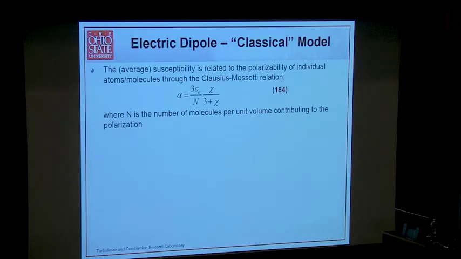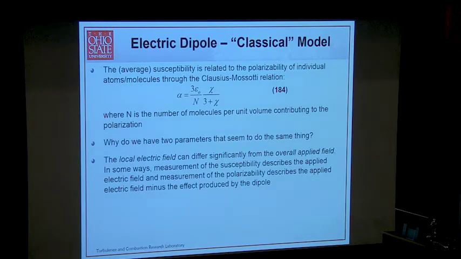So let's talk about this a little bit and why we have two definitions for the same thing. The average susceptibility is related to the polarizability through the Clausius-Mossotti relation. So this is the susceptibility, this is the polarizability, this is again the permittivity or the dielectric constant, and this is the number density contributing to the polarization. Okay, so why do we have two parameters that seem to describe this tendency or ability of a material to be polarized by the electric field?